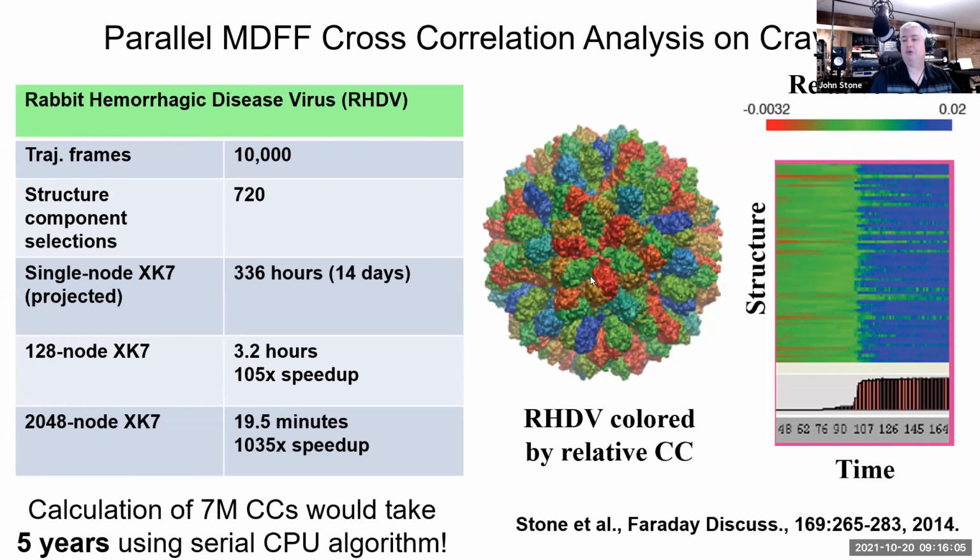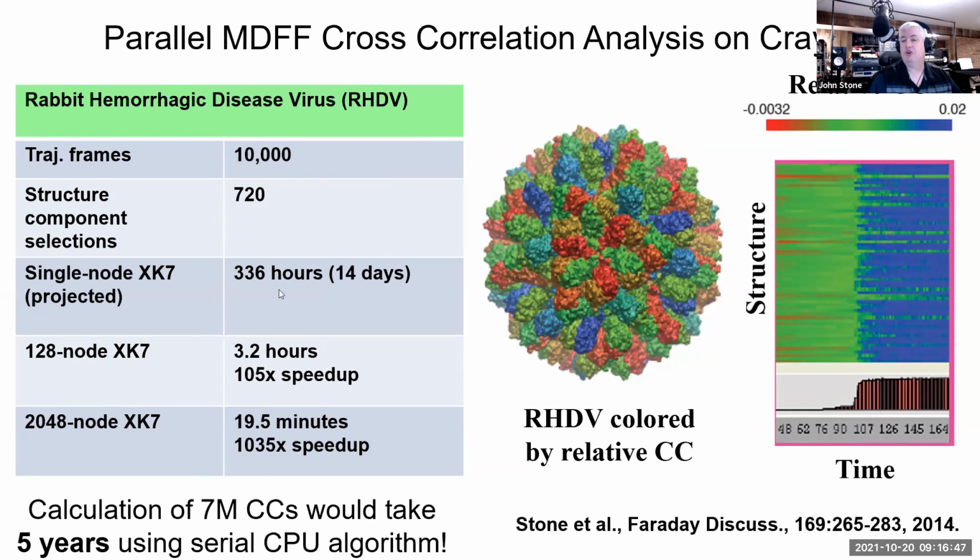And just as an example, we put this calculation onto a very large rabbit hemorrhagic disease virus simulation. We do that calculation for the entire structure, but also individually for every single one of these repeated subunits, the different little monomers in the icosahedral virus structure, so we get a large number of these calculations. So we have 10,000 frames over the course of the simulation. We want to evaluate that for 720 components of the virus structure. And if we ran that again as a serial calculation, it would take 5 years. So this is a case where we'd like to use the parallel computer to speed it up.